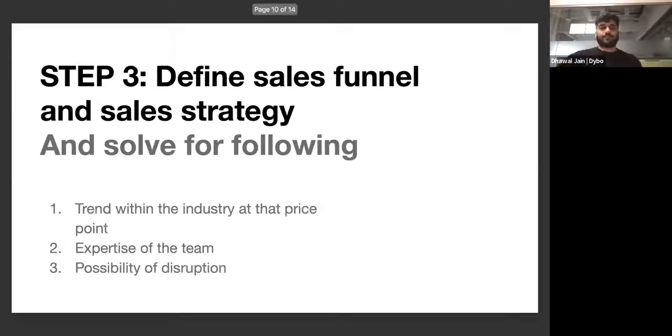Step three is you define a sales funnel and sales strategy. Don't get intimidated by these words. Sales funnel is basically: how do you discover a client? How do you take it to the next step, etc.? And finally, how do you close the client, right? So for example, let's say we talk about Zoom, right?